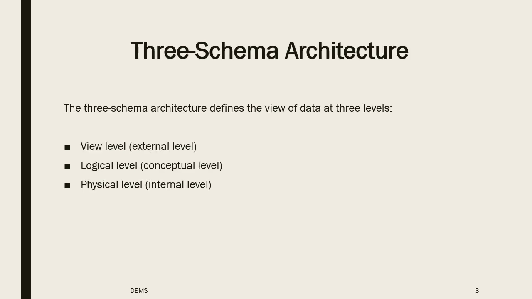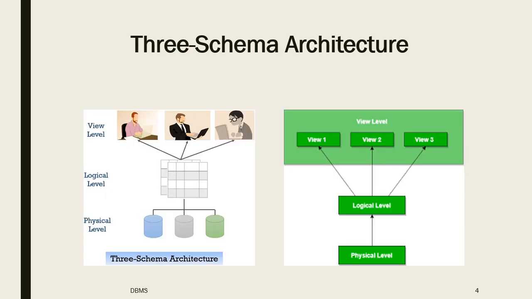Now, the three schema architecture. The three schema architecture defines the views of data at three levels: view level, which is also called the external level; logical level, that is the conceptual level; and physical level, that is the internal level. Three schema architecture shows the view level, logical level, and physical level.